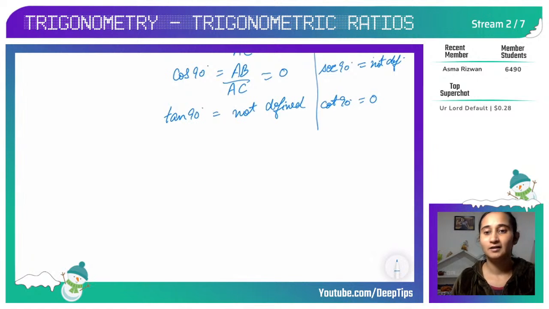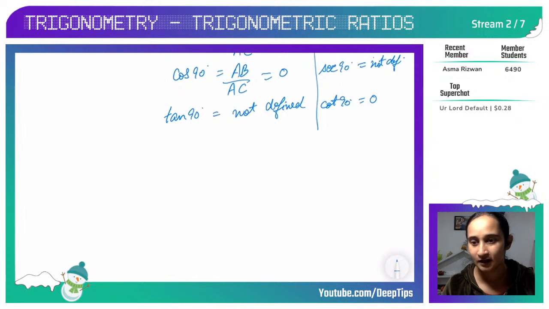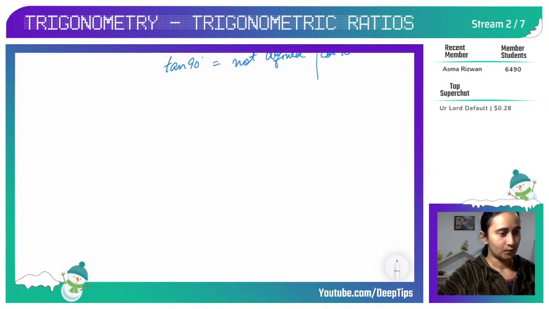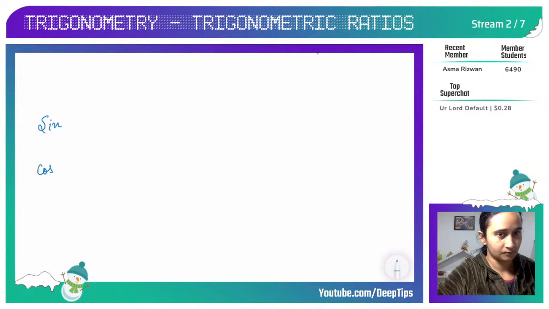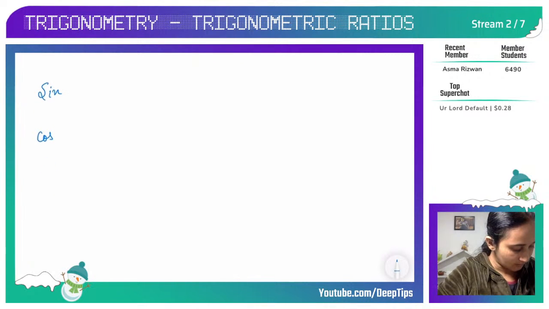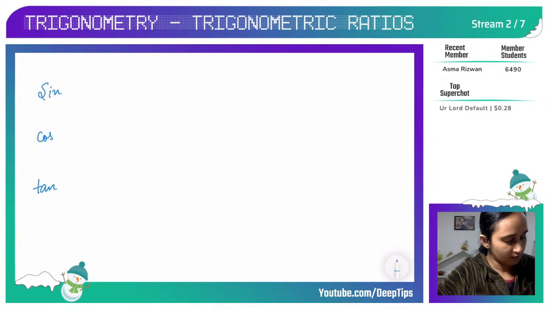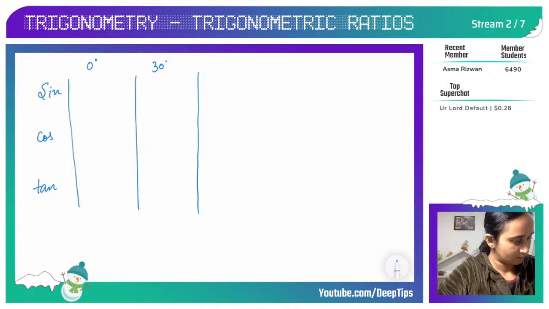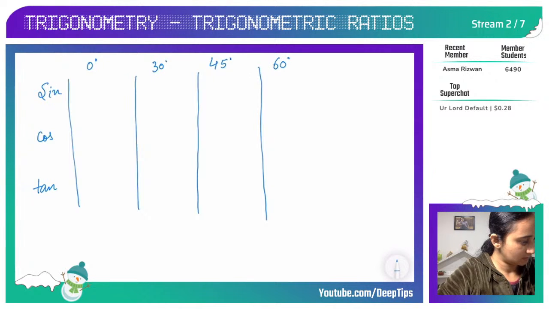Okay, so learn it and just observe it very carefully. It's fun to know this. Okay, so now children, for the table of trigonometry, first thing I'll write here: sine, cos and tan. On the top I'll write 0 degree, 30 degree, 45 degree, 60 degree and 90 degree.